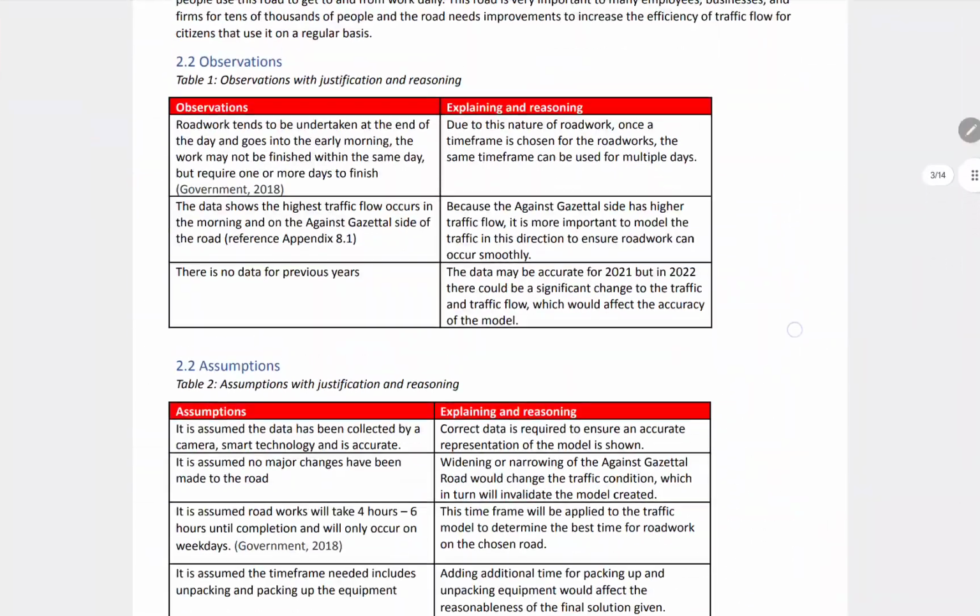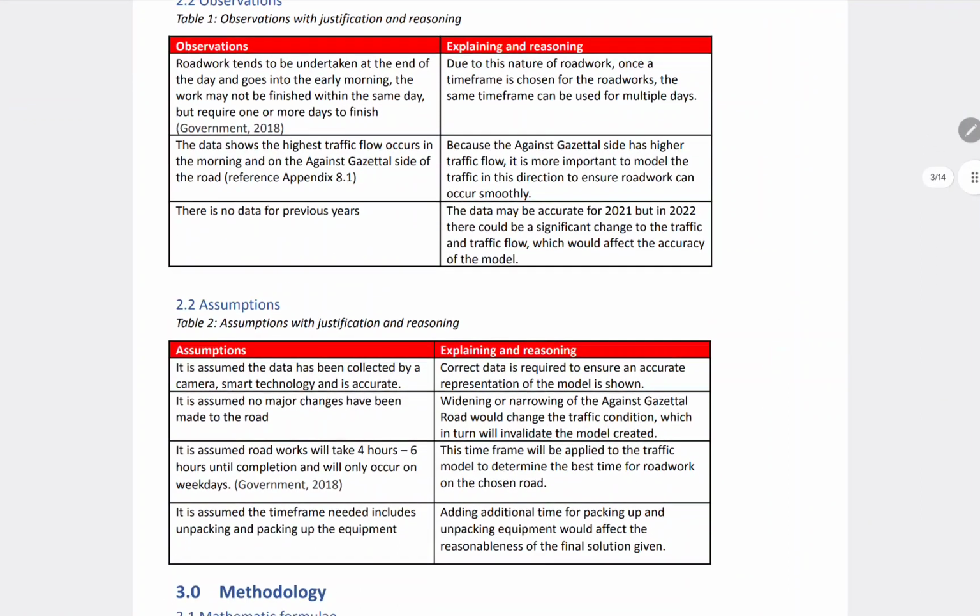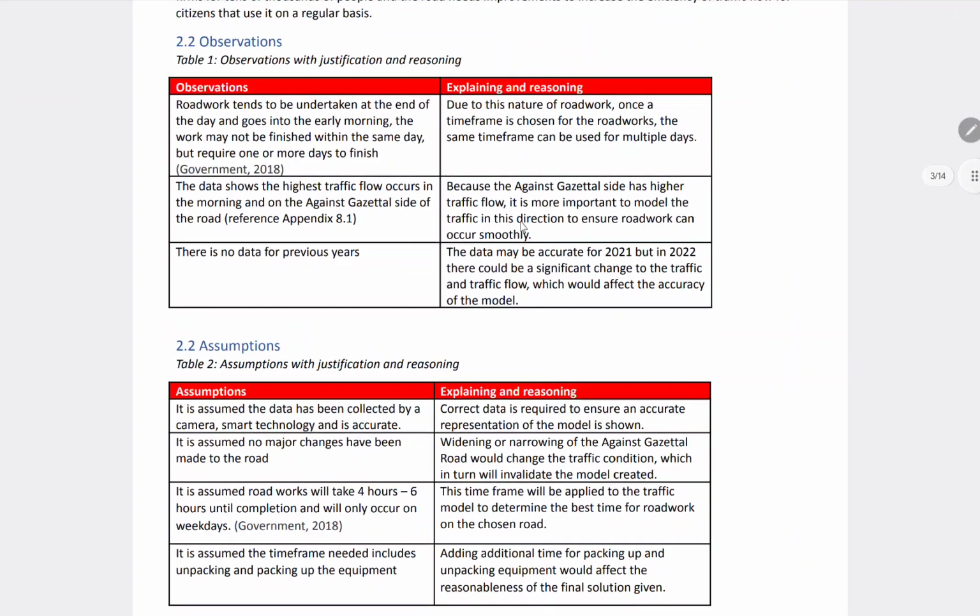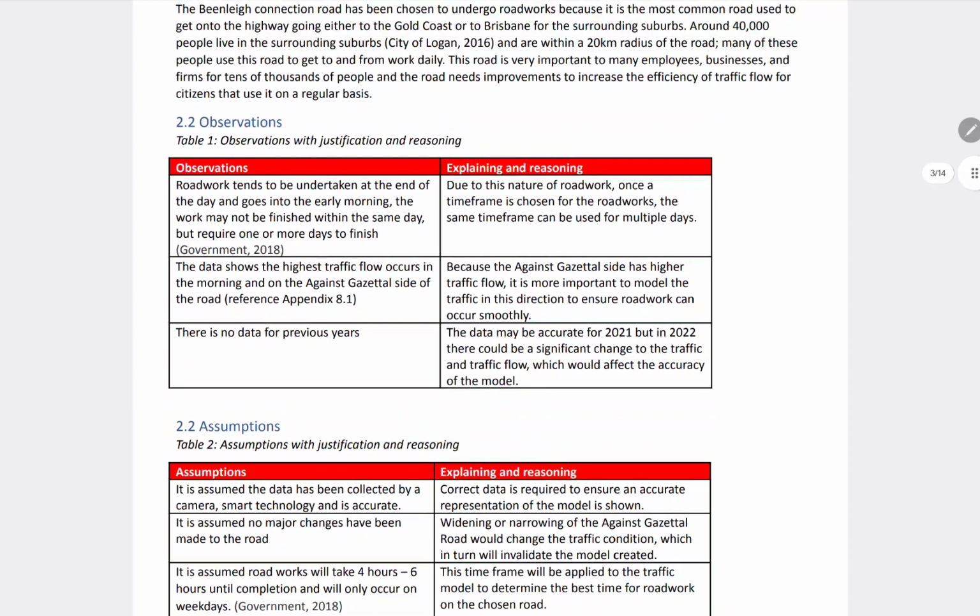I'll show you this, and I'll send you this assignment later. See, he actually split the observations into two columns. Observations, and this one is explaining and reasoning. Observations: there is no data for previous years. Reasoning: the model is accurate only for 2021, but in 2022 there could be a significant change to the traffic and traffic flow, which would affect the accuracy of the model. But you can write them in one sentence. I've seen some students do observations in one table and then sentences, but this just makes it clear that I am showing you the reasoning. You better give me the marks.